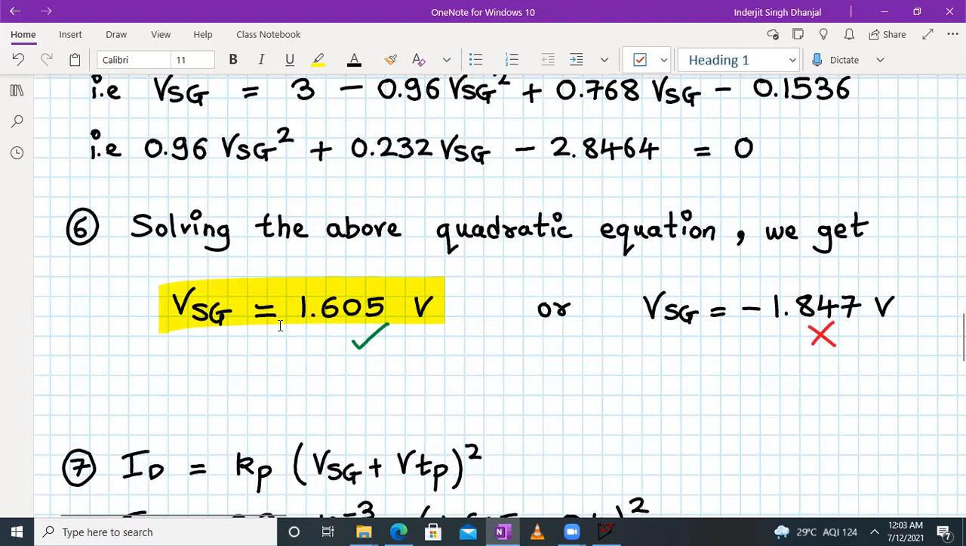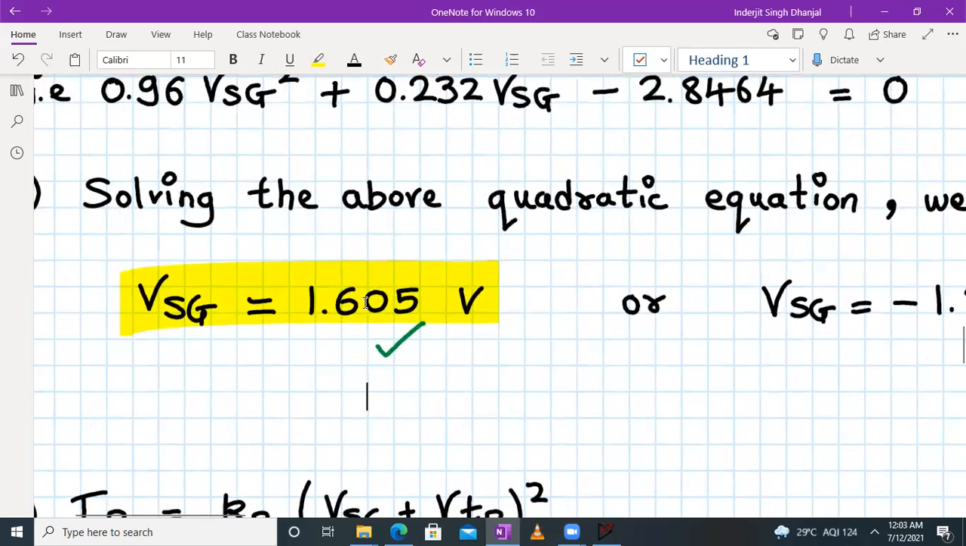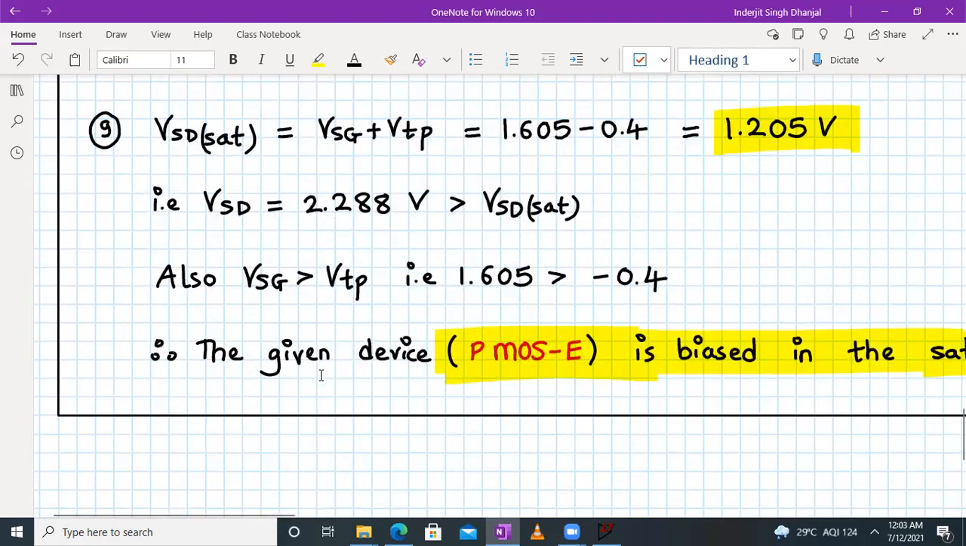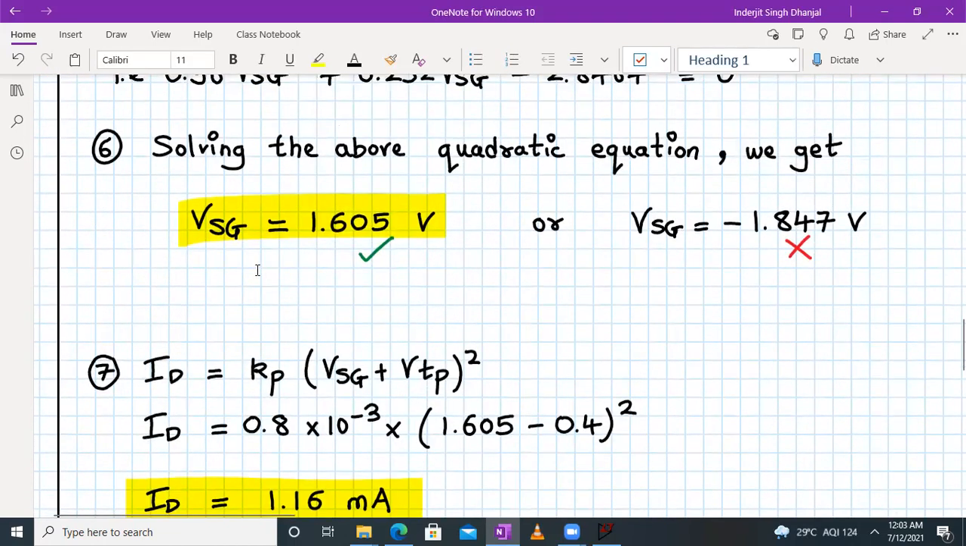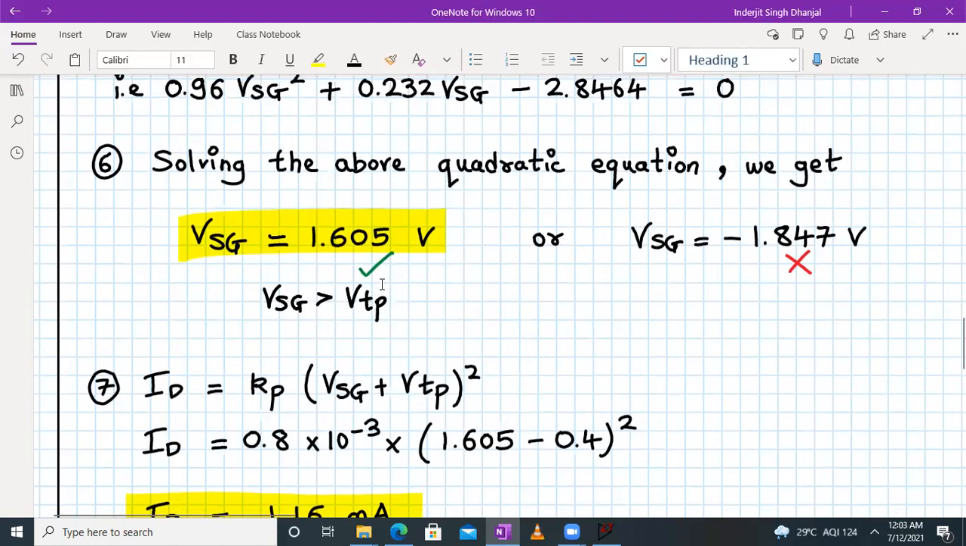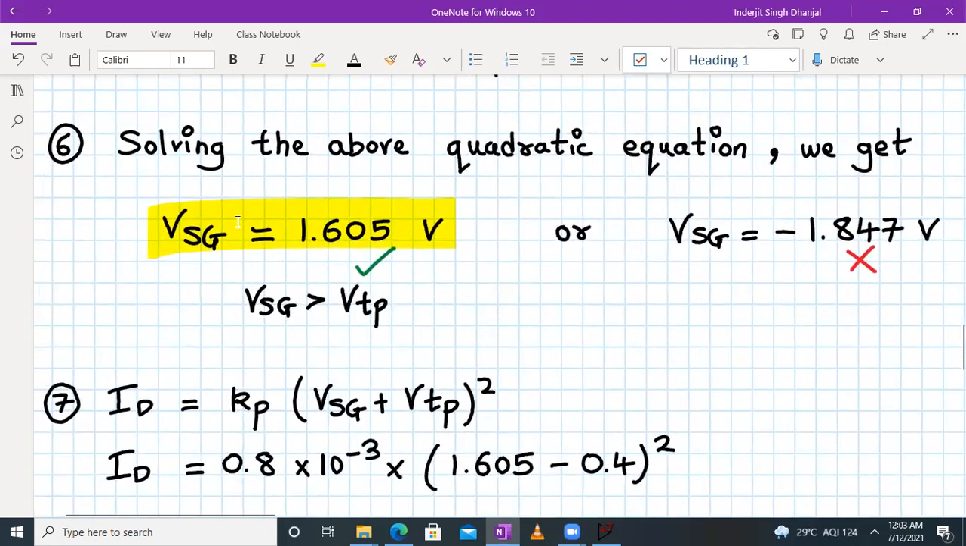Now which value to select? We have to select this particular value because here VSG is greater than VTP. Let me copy it over here. So over here, since VSG is greater than VTP, and VTP is around minus 0.4, that's why we select this particular value. So VSG has to be greater than the VTP value.